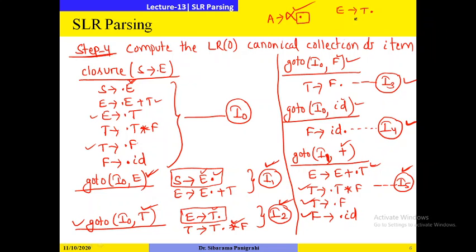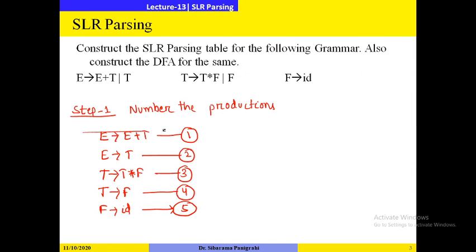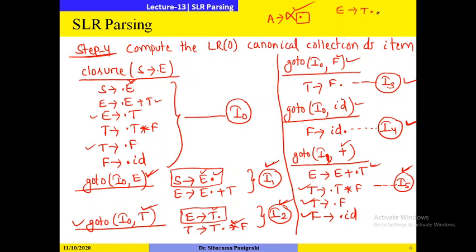Now you have to look at which number production this is. E gives to T is production number 2. So now you have to write R2. All of you please listen carefully. Why have I written R2? Because E gives to T is the second production.